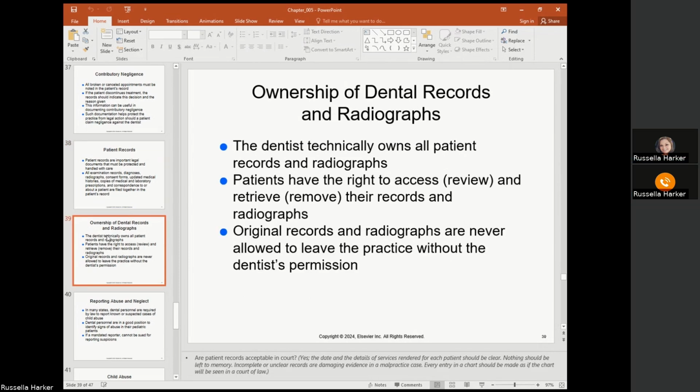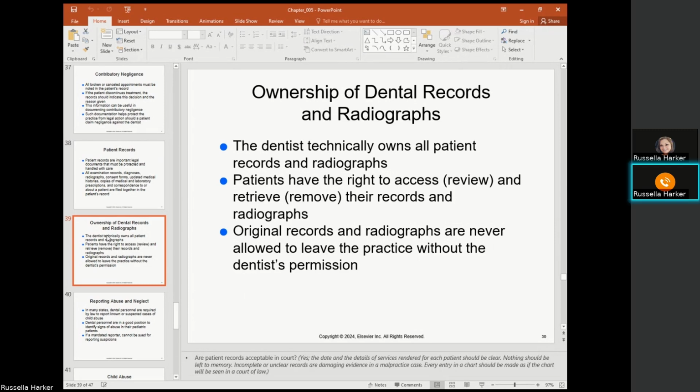When we go to ownership of dental records and radiographs, it is the dentist. You need to know that the dentist technically owns all patient records and radiographs. So the patient records are acceptable in court. The date and the details of service rendered for each patient should be clear. Nothing should be left to memory.